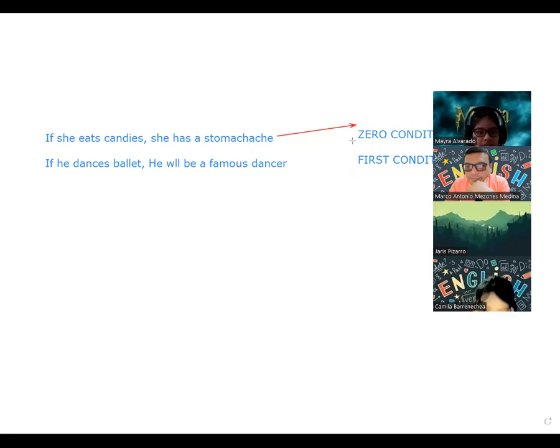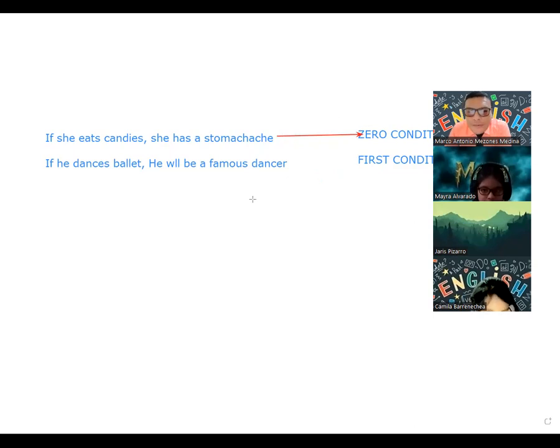Mayra. If she eats candies, she has a stomachache. I don't know, a zero conditional. You say zero conditional. Okay. And listen, if he dances ballet, he will be a famous dancer. Yeah, it's okay. Esta es la característica, Mayra. Cuando las dos oraciones están en presente, es un zero conditional. Pero cuando en la oración está presente y después de la coma está el futuro, es el first conditional.